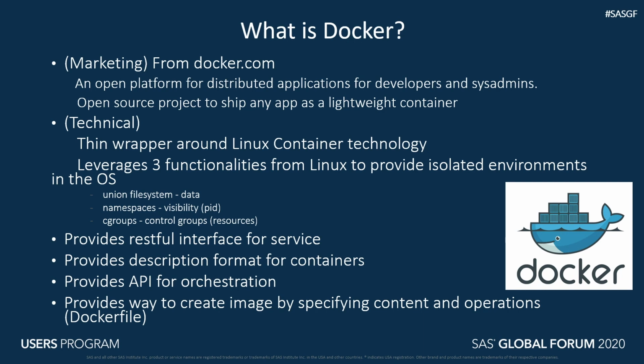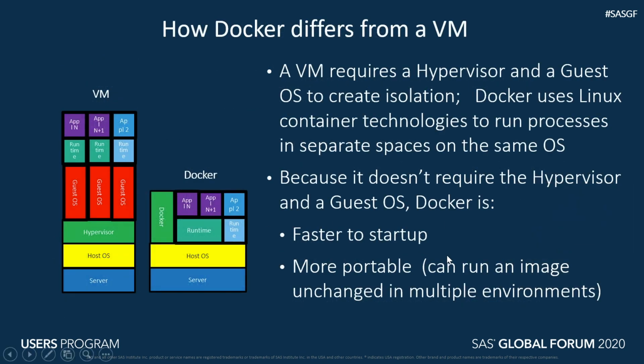Docker also provides a RESTful interface for the service, a description format for containers, and an API for orchestrating, running containers, building containers, those kinds of things. It also provides a way to create the image by specifying the content and operations, the Dockerfile that it reads and builds up the image from.